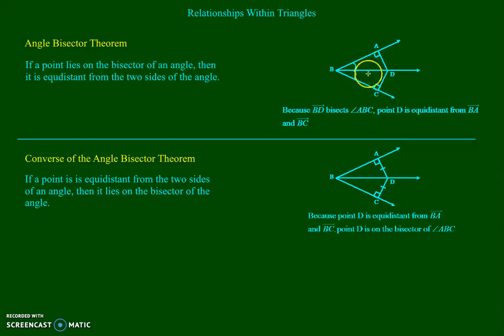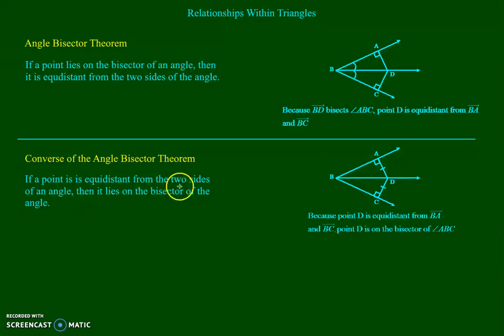So yes, in fact, these two triangles are congruent, and therefore AD is congruent to DC, which proves out this theorem that the point is equidistant from the sides of the angle, that this point is the same distance from C as it is from A. So that's the angle bisector theorem. Pretty straightforward theorem. Now look at the converse of the angle bisector theorem.